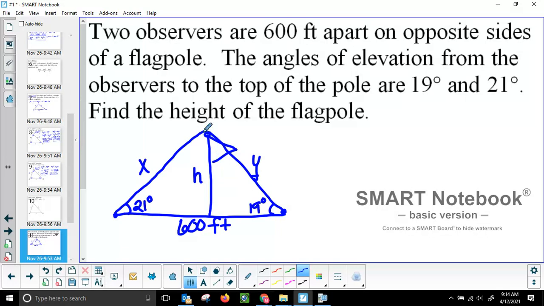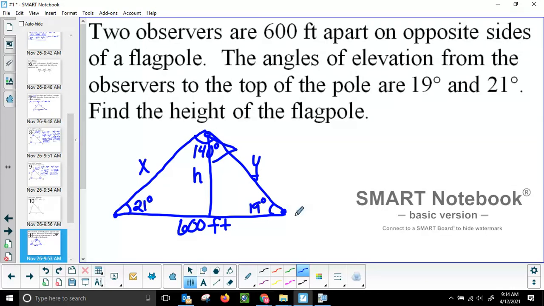Think of this big triangle. We have two of the angles of the big triangle. So can't I find this angle? Yes. 21 and 19 are 40, so this big angle up here has to be 140. So now we can use law of sines.